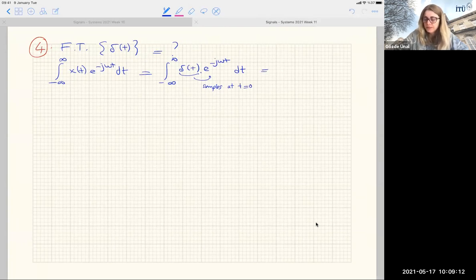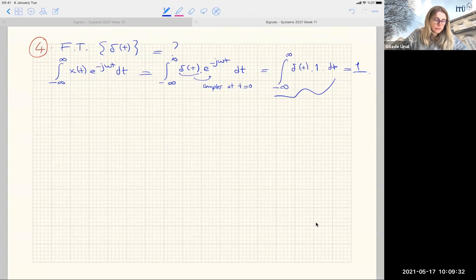So it will be actually 1. Maybe I could say this. It's actually this guy, delta of t times 1 dt, and we know from the sampling property this is equal to 1. That's from the definition of the delta, remember. Area underneath is 1, right? This is it. So actually, we've just got this well-known relation.